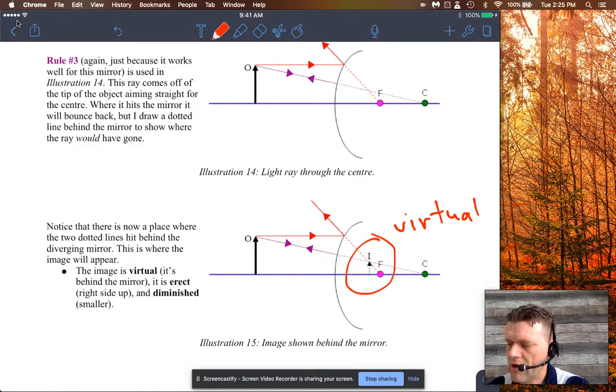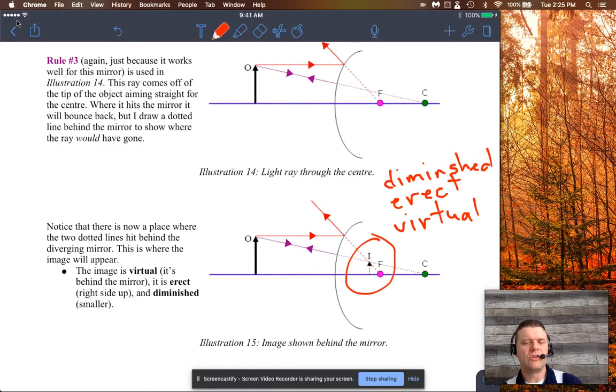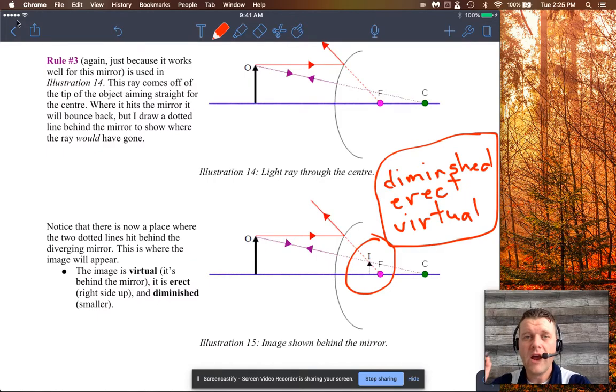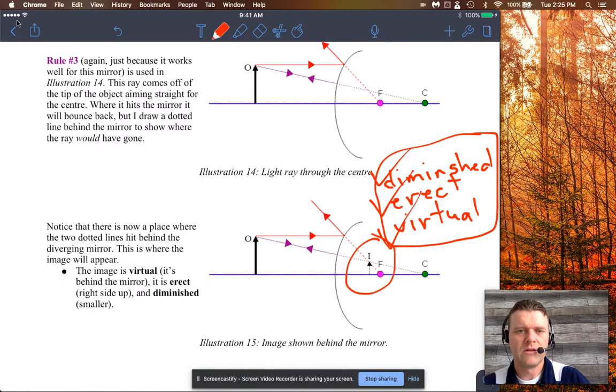But as you can tell, it is virtual, it is upright or erect, and it is diminished. So I'll post a review of both of these properties, because in general, you should just know the difference between a convex and a concave, or a converging and a diverging mirror, and what the images do. But what's easy, hopefully, is that for any diverging mirror, the image is always diminished, it is always erect, and it is always virtual. Always, always, always. Okay? So that one's a little easier to work with.